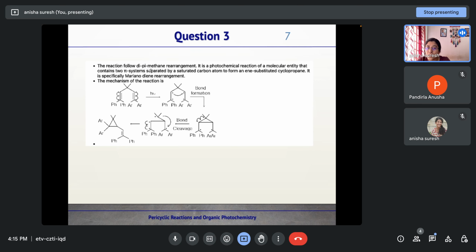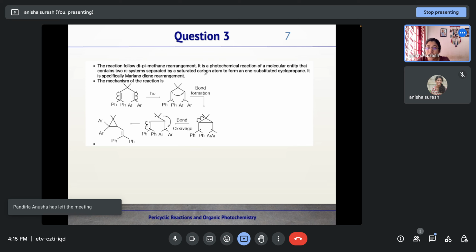The reaction follows the di-pi-methane rearrangement. It is a photochemical reaction of a molecular entity that contains two pi systems separated by a saturated carbon atom to form an ene-substituted cyclopropane. It is specifically the Mariano di-pi-methane rearrangement. So this is the mechanism that it will be following.